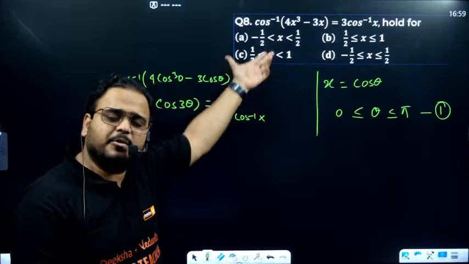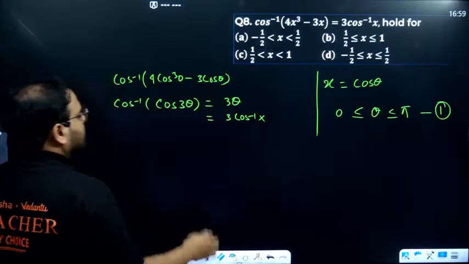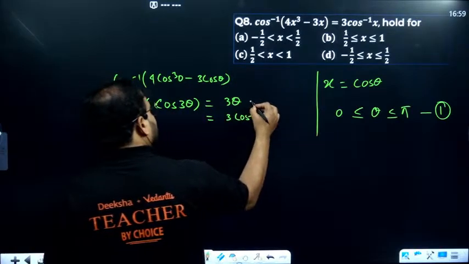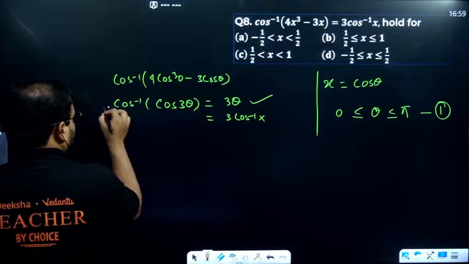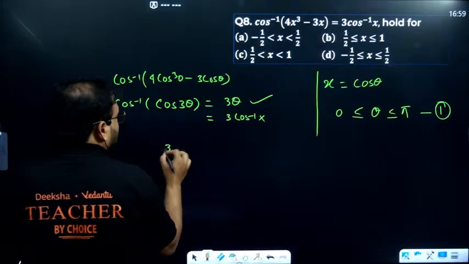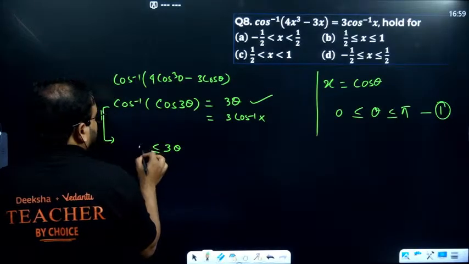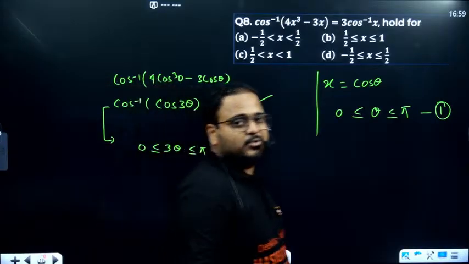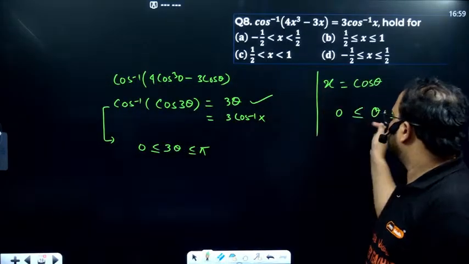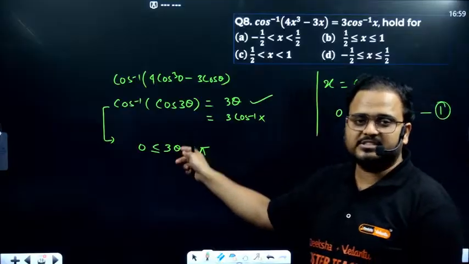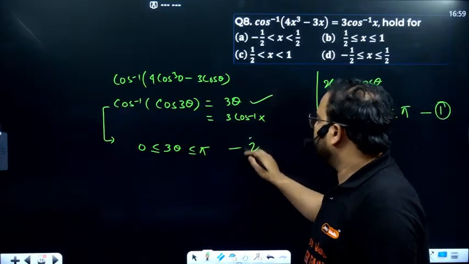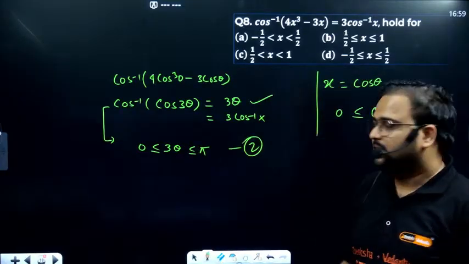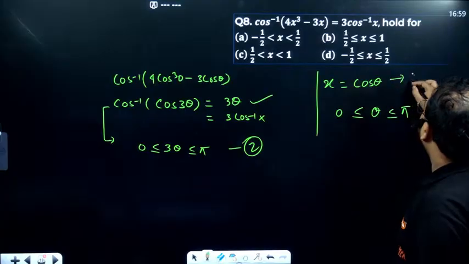Sir, but it's given in the question also. What is not given in the question is, if you are applying this formula or this property, this is only true if this particular value is between 0 to pi. Sir, you said over here theta is 0 to pi. This is 3 theta is 0 to pi. Yes, they are two different equations. Sir, how different? This is coming from our assumption.